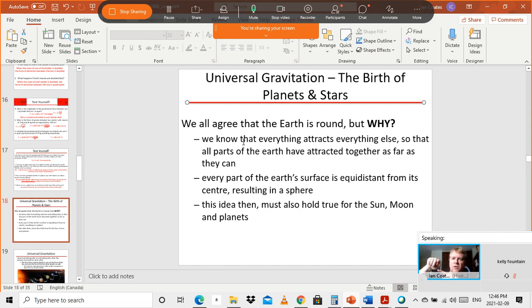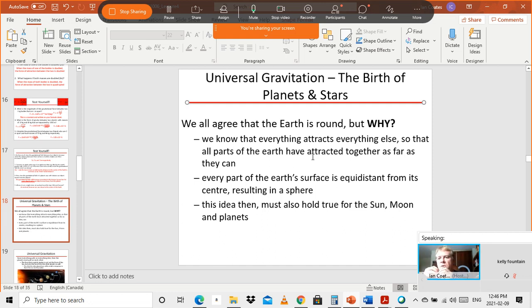Radius extends out in all directions for a sun, and this kind of gives us an idea of how they were formed. We know that everything attracts everything else, so that all parts of the Earth have attractive force. Everything has attracted together. So eventually, billions and billions of years ago, there was maybe a grain of sand here, and then another grain of sand out in space. They came together, and now 2 grains of sand have twice the gravity as 1 grain of sand. So they got more pull.